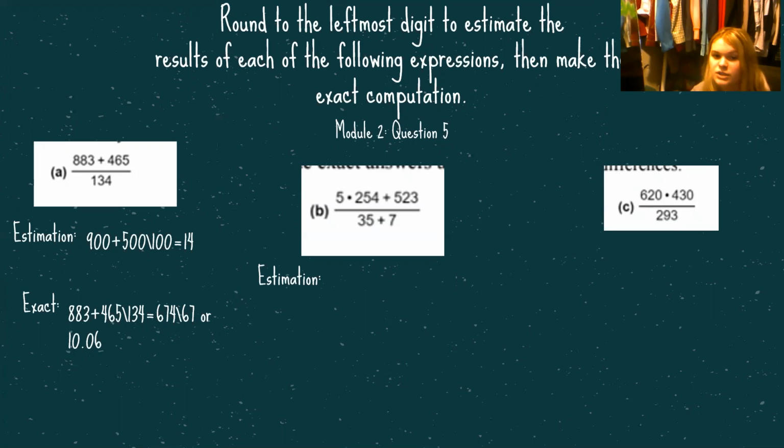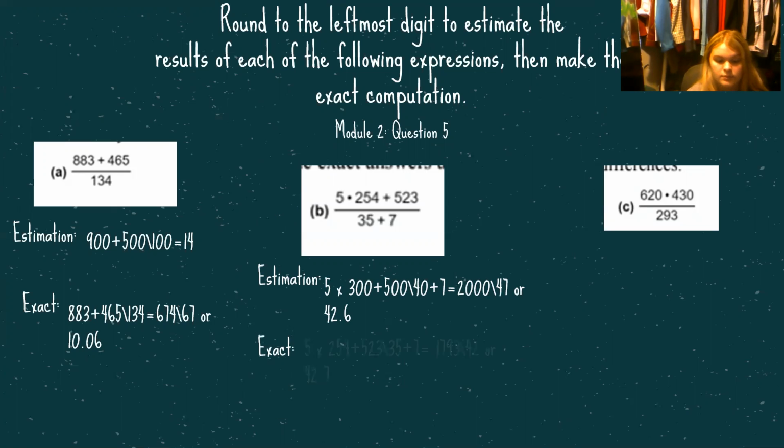So for our next estimation, we're just going to leave the 5, and we're going to round that 254 up to 300, and we're going to round the 523 down to 500. We're just going to keep the 35 to 7 because that's pretty close as it is. And once we total that up, we are going to get 42.6. Now for our exact computation, we would get 42.7. So as you can see, it's a pretty close match there. Again, we're just looking to get the closest to the exact computation without actually doing the exact numbers.